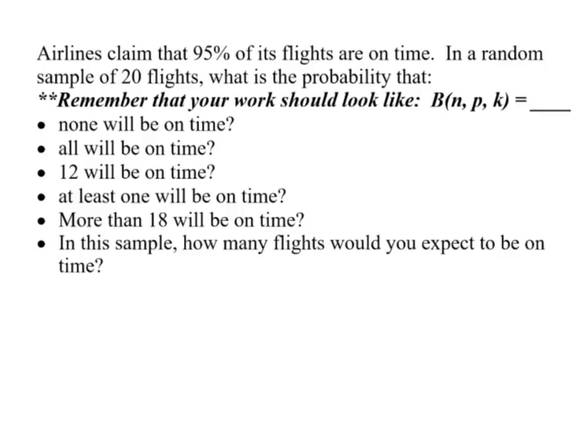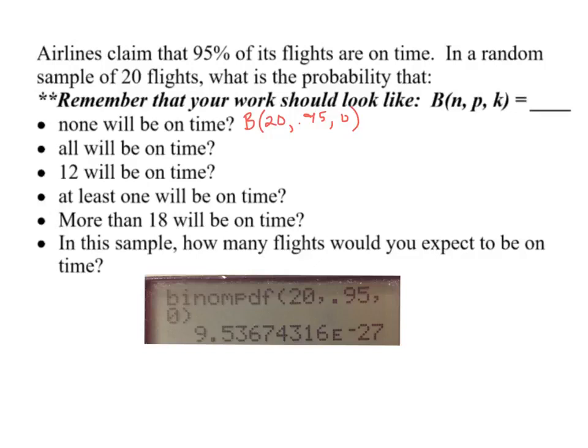So none will be on time. So it's a binomial distribution. 20 is the size of our sample. Probability is 0.95, and we are interested in 0. Okay, so I have typed this in. I'm not going to necessarily type all of these in today because I did that in a previous video, but I did want to just remind you.